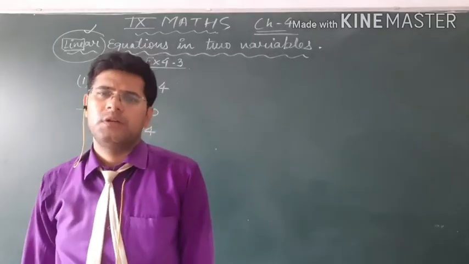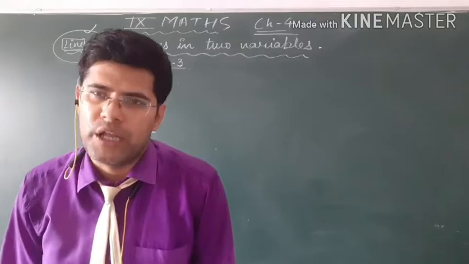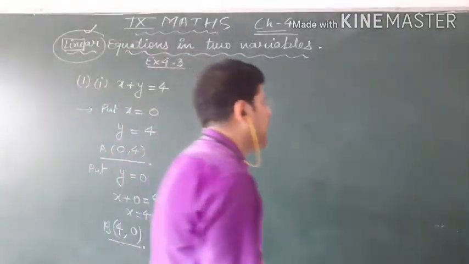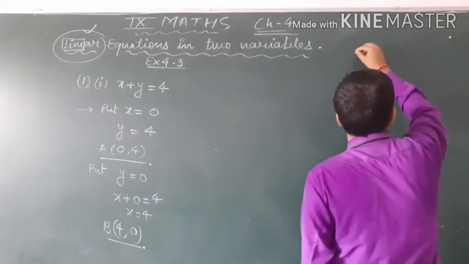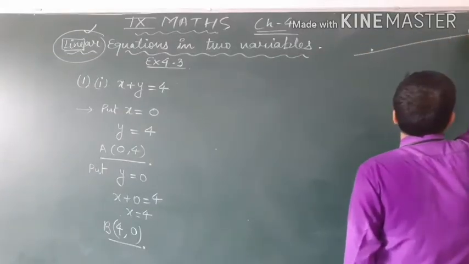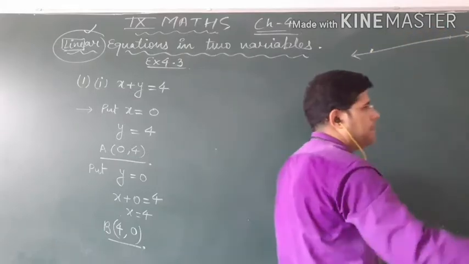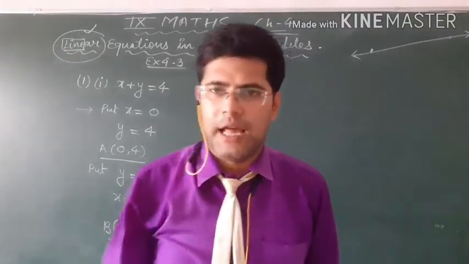When we put a line on the graph, on the geometry, we put 2 names only. Why do we put 2 names? Because a line can be drawn between 2 points. If we have 2 points, we can join them. When we join those 2 points, it gives us a line.